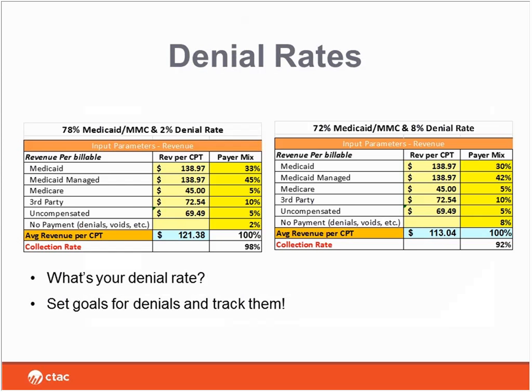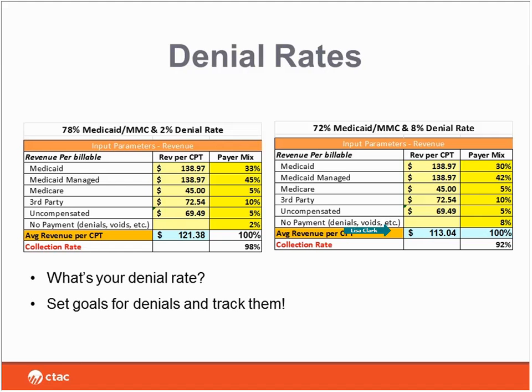What else do we have? How about denial rates? Now, Dave Wozniak, who's one of the CTAC experts, tells me that you really want to have like a 1% denial rate. Do you know what your denial rate is? Here I've shown some. So I've done a 2% here. If you have a 2% denial rate, then your average revenue per CPT is going to be 121. Then if you go to an 8% denial rate, it's 113 per CPT.